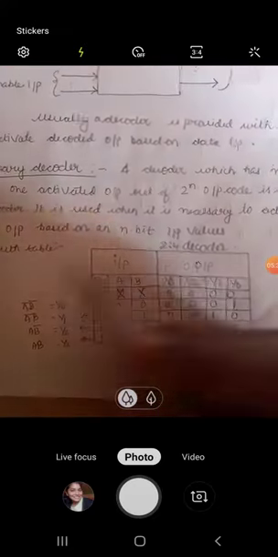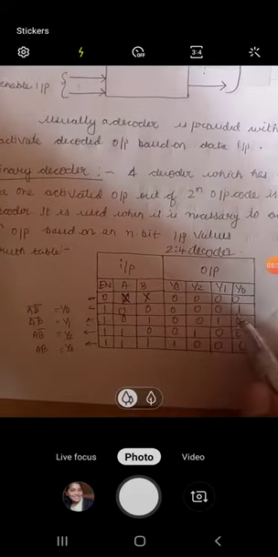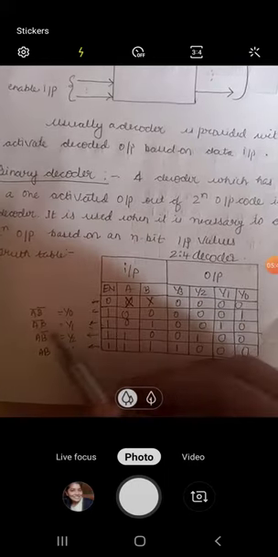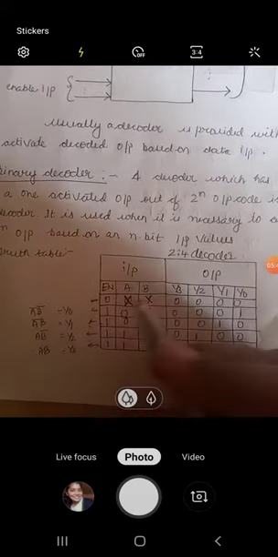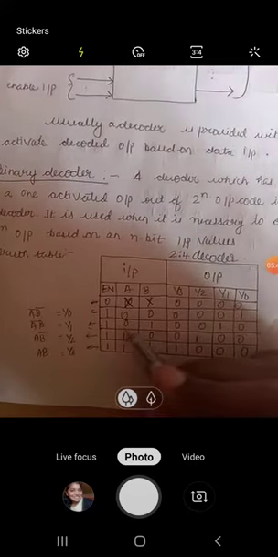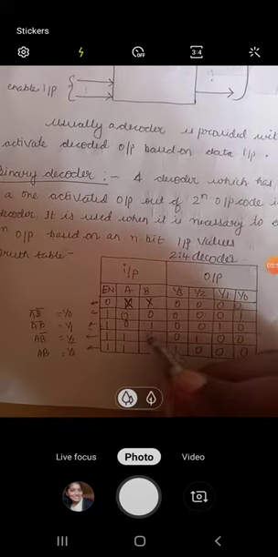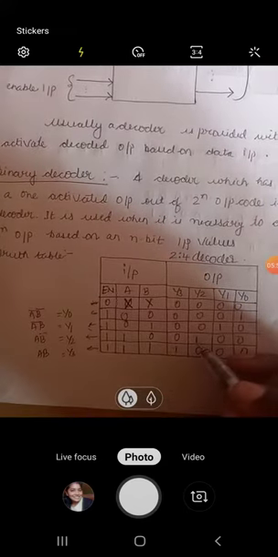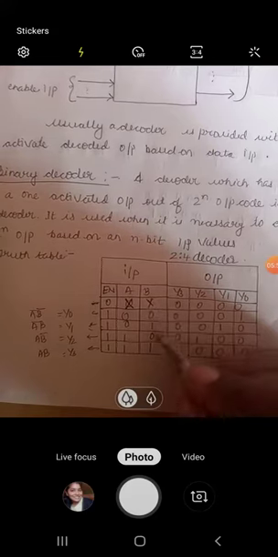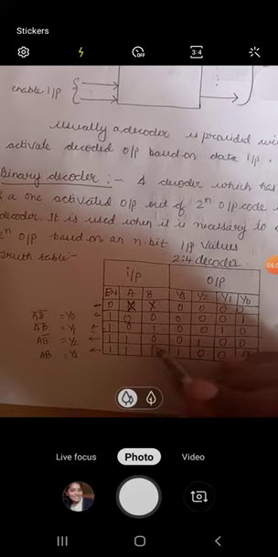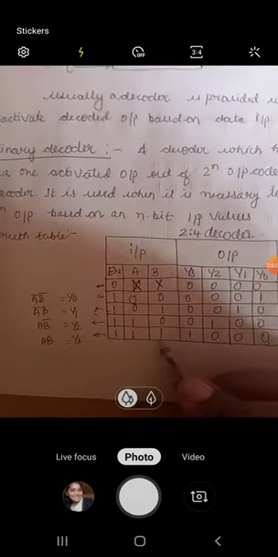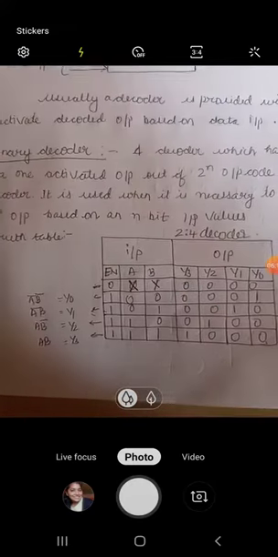The same thing I have interpreted over here. When is y naught high? When A equal to 0, B equal to 0, which means A bar B bar. Similarly, y1 is high when A equal to 0, B equal to 1, which is A bar B. Similarly, y2 is 1 when A equal to 1, B equal to 0, so it is A B bar. Similarly, y3 is 1 when both A and B are at logic 1, so that is A into B.